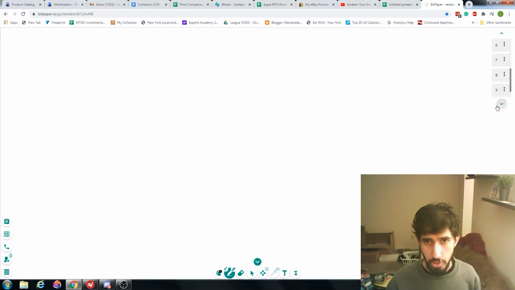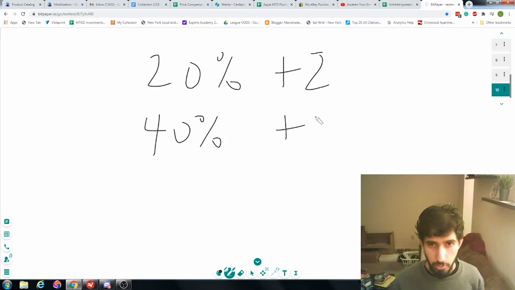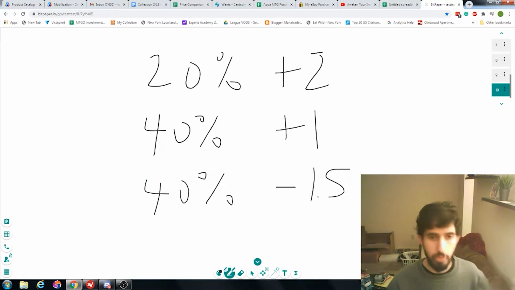You could have a situation with a 20% chance of +2, a 40% chance of +1, and a 40% chance of minus 1.5. You can think of all sorts of different bets. But basically we want to think about, first of all, do we want to take this bet or not? That's going to be pretty simple. Some bets suck and some bets are good or okay, and that's just about the expected value.